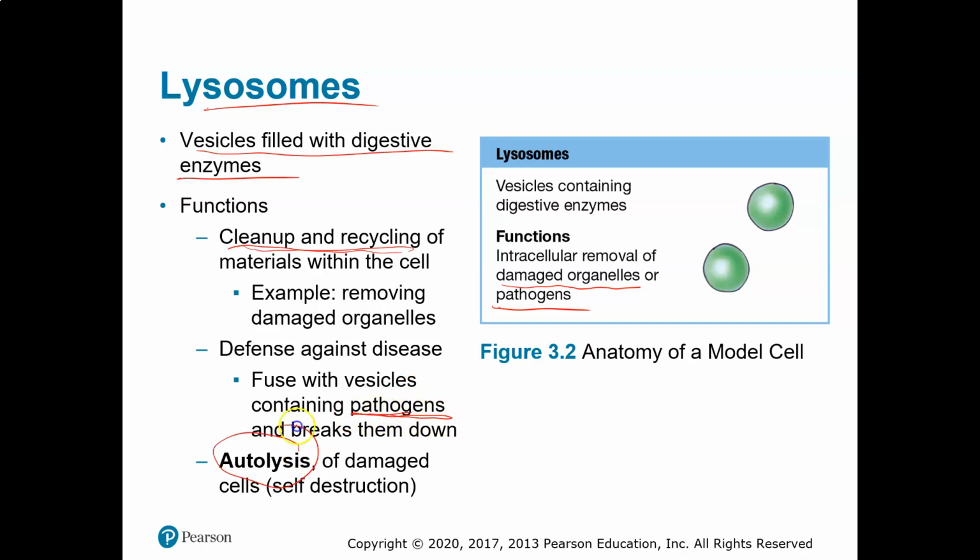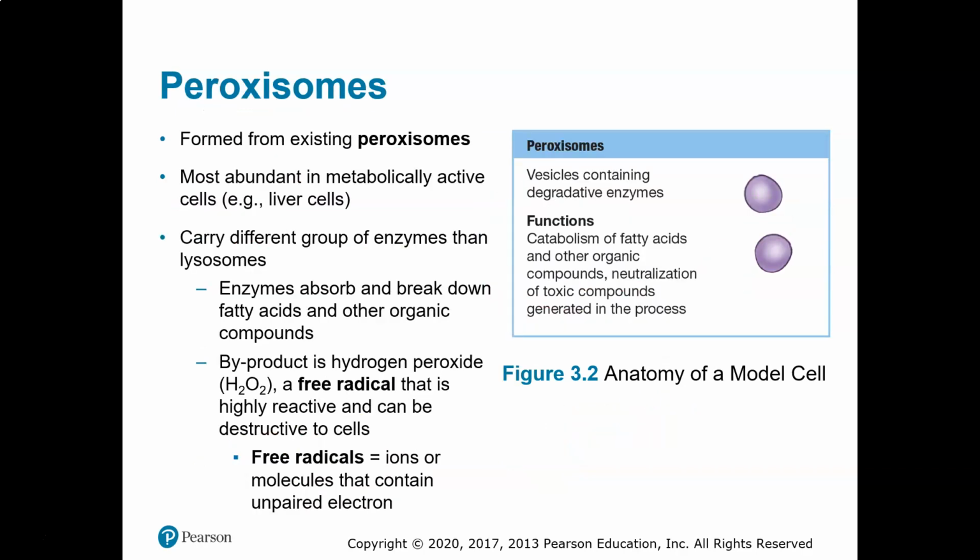And then autolysis is when cells are damaged, and sometimes autolysis is a little bit different from apoptosis. Apoptosis is programmed into the DNA. Autolysis is when the cell is damaged, and the lysosome will actually break down the cell and digest it. It digests itself, so it's called autolysis. So apoptosis is a form of autolysis.